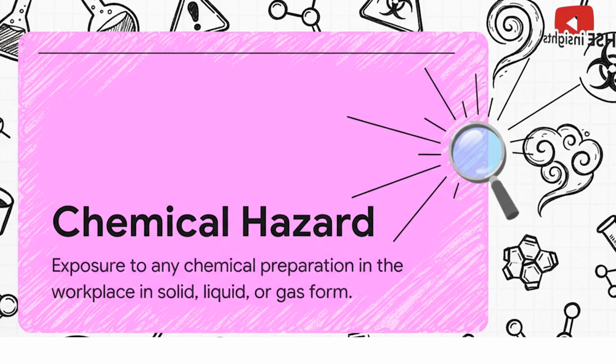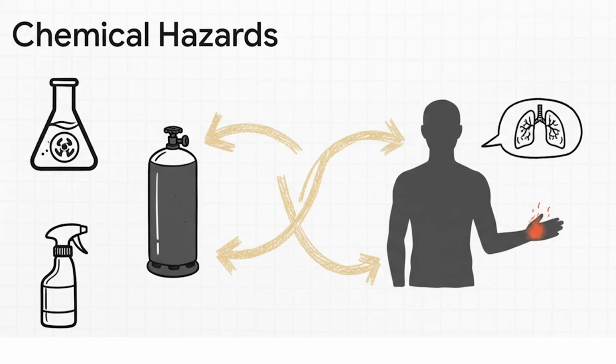Okay, moving on. We've got chemical hazards. Now, this is a really broad category. Basically, it's any harmful substance you could run into at work. It doesn't matter if it's a solid, a liquid, or even a gas. So, you could be dealing with industrial gases, strong acids, or even just everyday cleaning solvents. The danger here is twofold. Exposure can cause immediate problems like burns or poisoning, but it can also build up over time, leading to serious long-term issues like chronic respiratory problems.